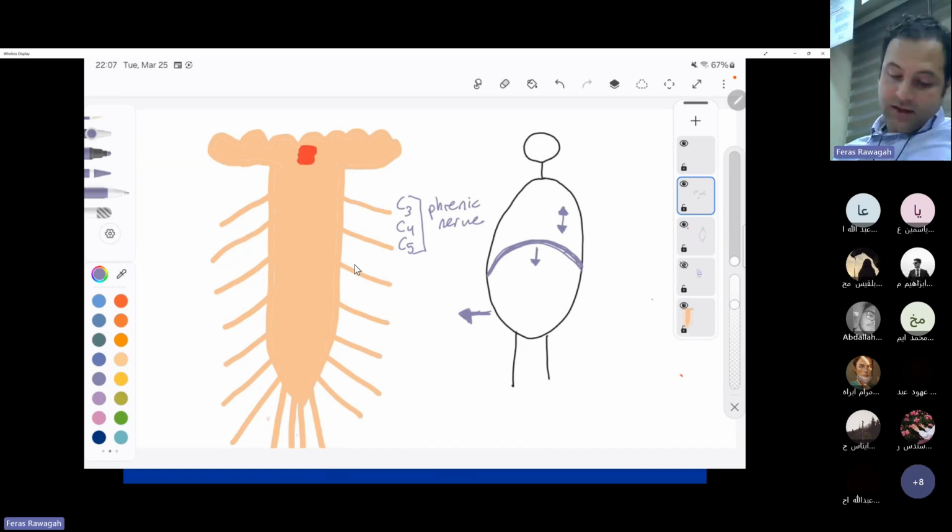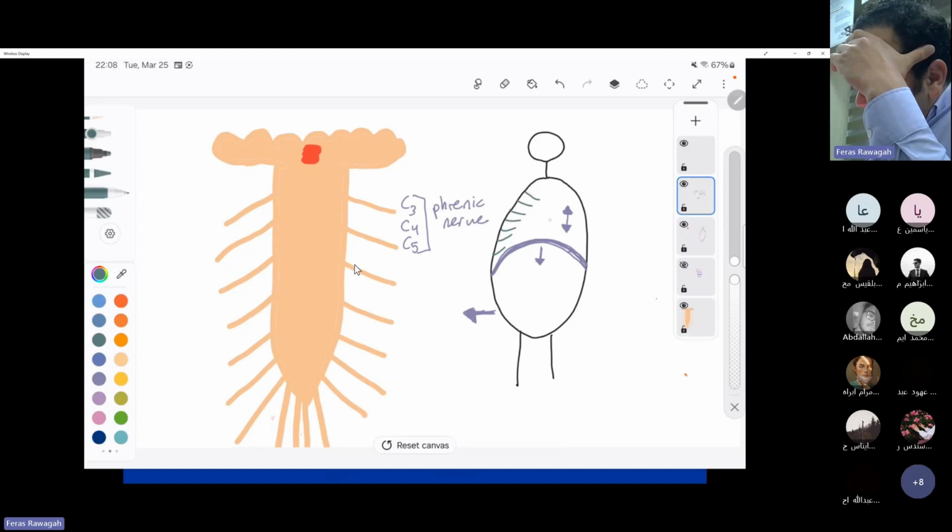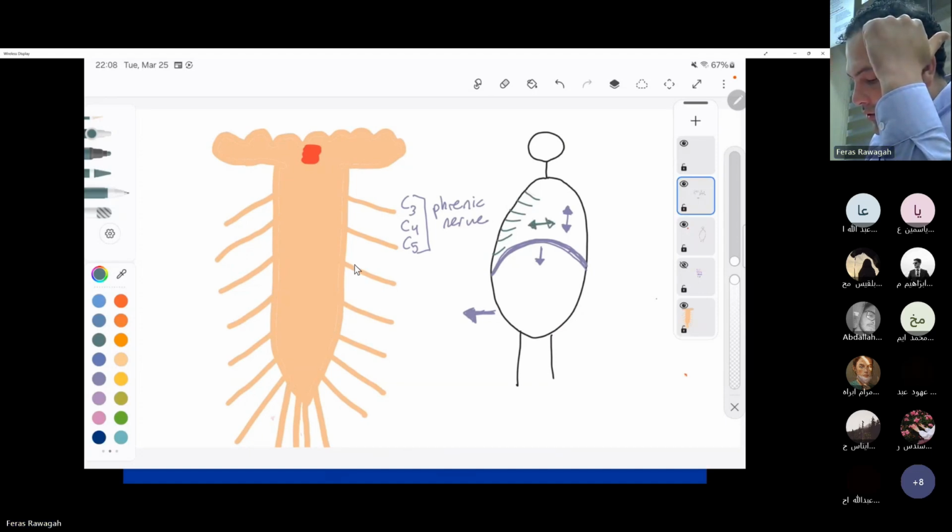So this is regarding the diaphragm. The other respiratory muscles are the intercostal muscles, innervated by the intercostal nerves. What are the functions of the intercostal muscles? They increase the anteroposterior diameter of the chest and result in chest expansion.